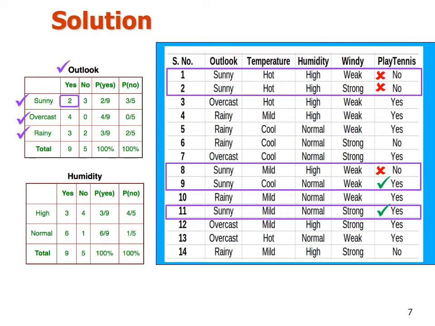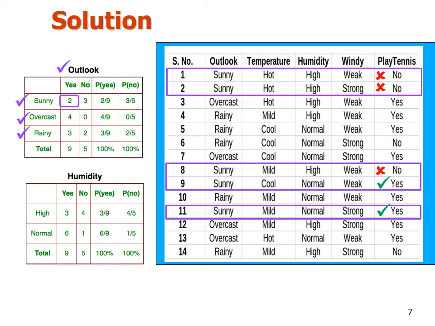Similarly, we can compute for overcast. For overcast, we are having 4 yes values and 0 no value. So probability of yes is 4 divided by 9 and probability of no is 0 divided by 5. For attribute value rainy, we are having 3 yes and 2 no's. So probability of yes for rainy is 3 divided by 9 and probability of no for rainy is 2 divided by 5.